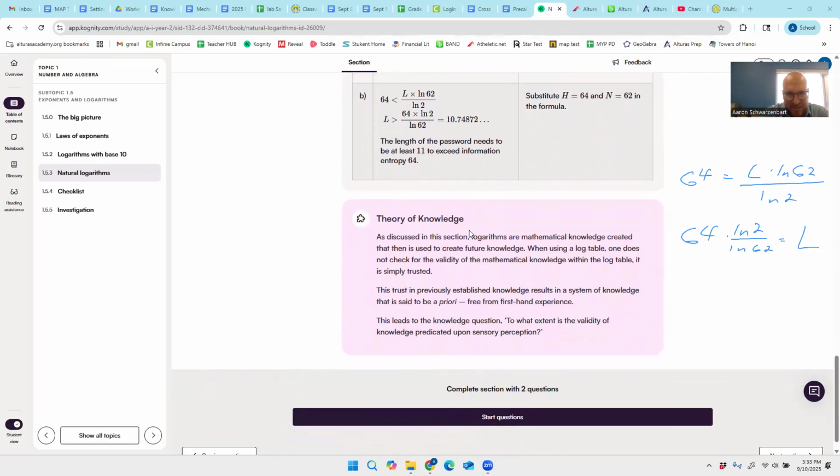So, theory of knowledge. As discussed in this section, logarithms are mathematical knowledge created that then is used to create future knowledge. When using a log table, one does not check the validity of the mathematical knowledge with the log table, it's simply trusted. This trust as previously established knowledge results in a system of knowledge that is said to be a priori, free from first-hand experience. This leads to the knowledge question: to what extent is the validity of knowledge predicated on sensory perception? Interesting question. I don't think we have a whole lot of sensory perception around the validity of logarithm knowledge, although there is some visual knowledge and understanding of inverses. Interesting question to think about. Okay, that is the end of this video on logarithms.